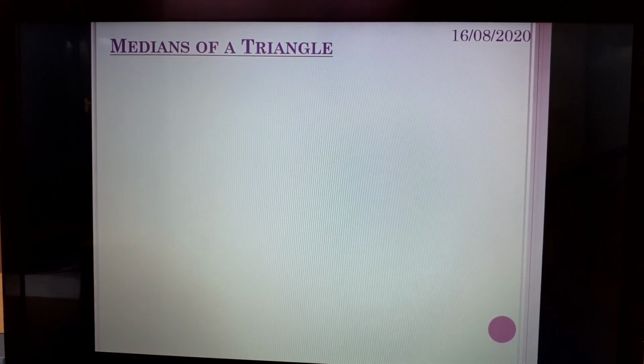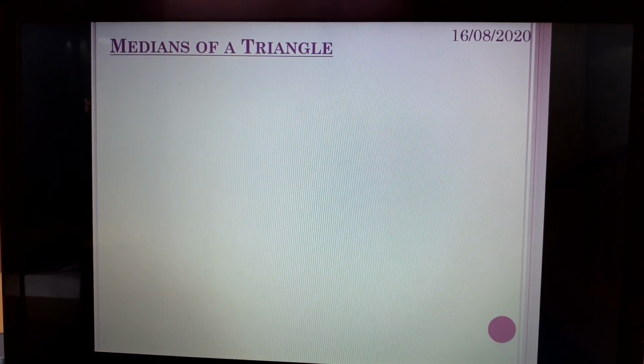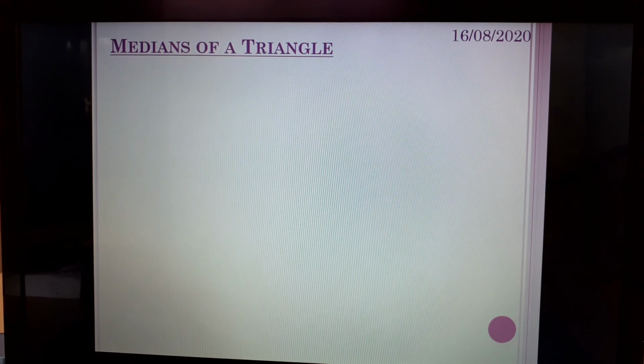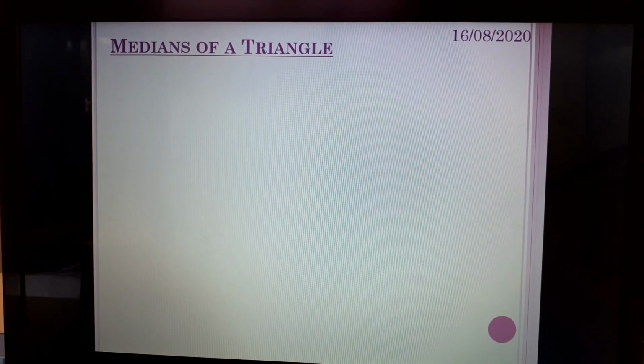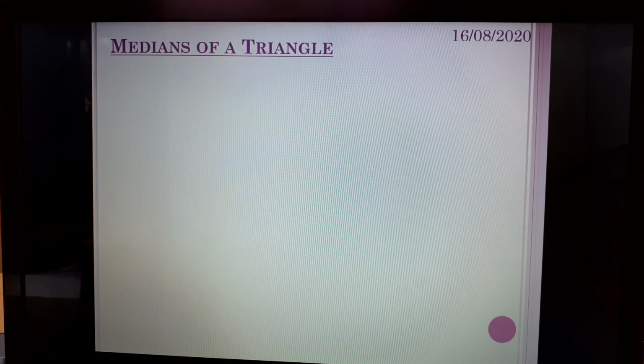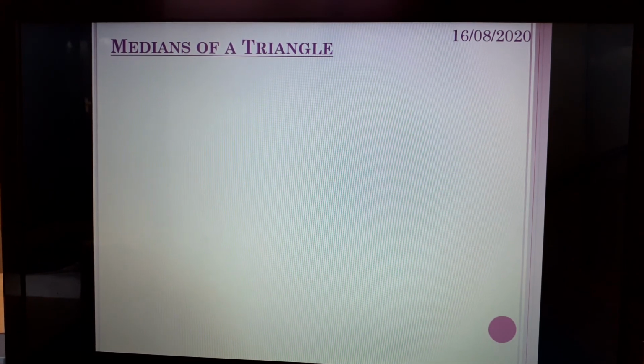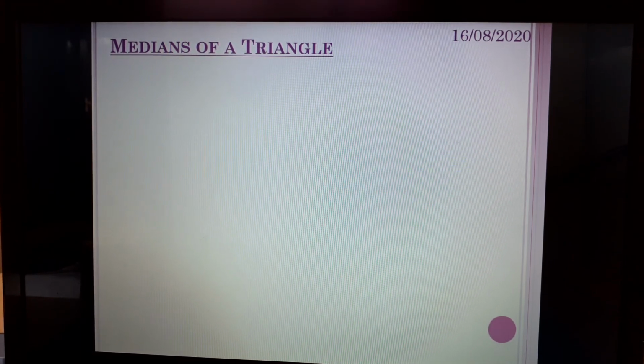Good morning, and today we're going to look at the median of a triangle. Now, the word median is a word that you are familiar with from statistics when you have done statistics before. The mean, the median, and the mode. And you should already know that the median means the middle. So that's an indication that this is going to involve midpoints, median and middle.